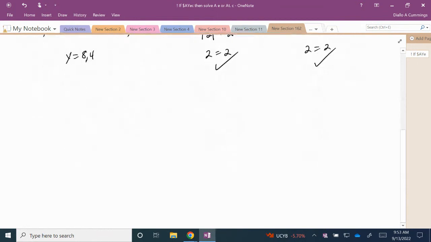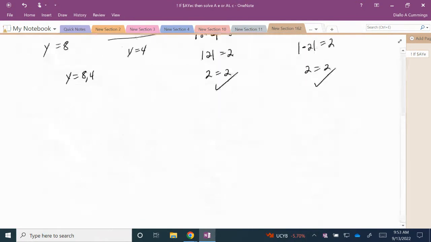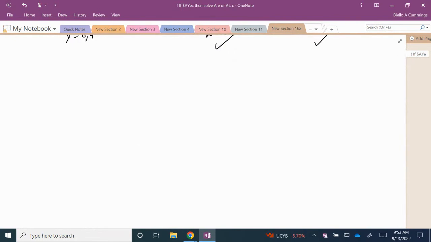All right, so let's take a look at another example. Seven times the absolute value of x plus 5 is equal to 54. And again, the directions are just to solve.